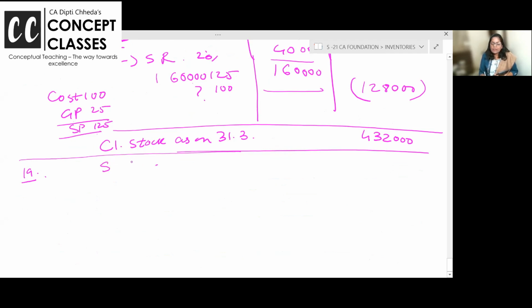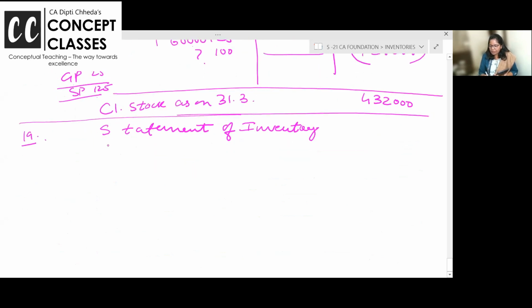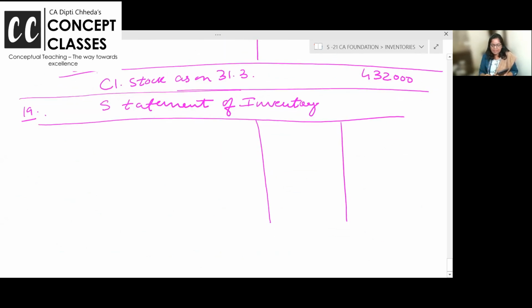Heading. Statement of inventory. Chalo, start this. First, 19th one. Stock as on 7th of April is 4 lakh.